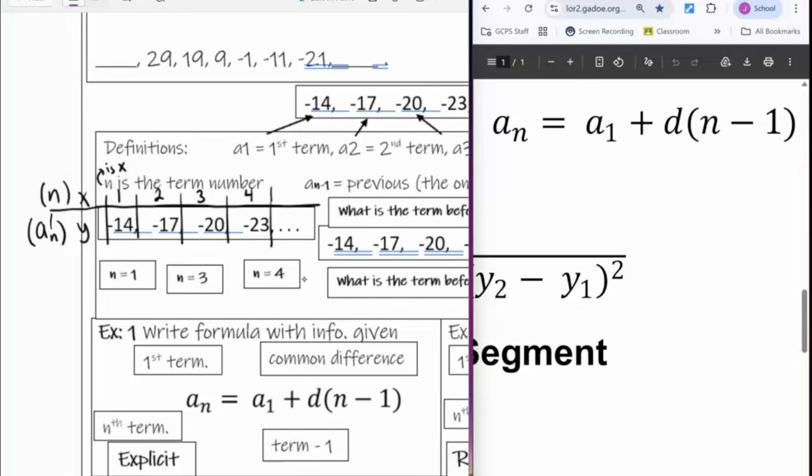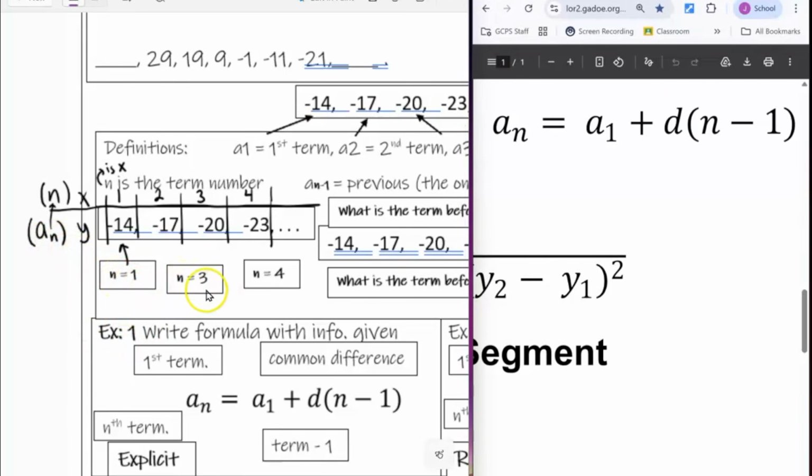The n referencing the same n as here. So for example, if I wanted to read this, I would say a sub 1 because n is 1, right? A sub 1 is negative 14. Here, because n is 2, I would say a sub 2 is negative 17. Because n is 3, a sub 3 is negative 20. Because n is 4, a sub 4 is negative 23. So that's how you read it. So again, this just simply means when n is 1, my y or my a sub n is negative 14.